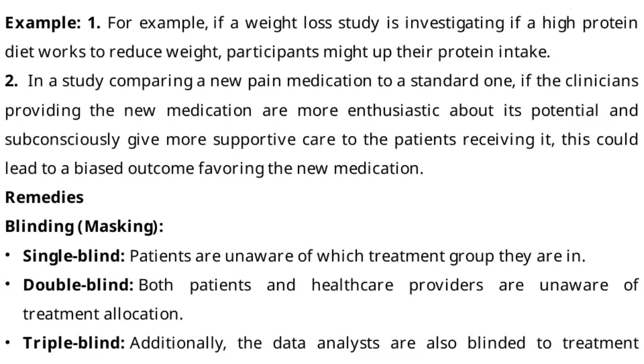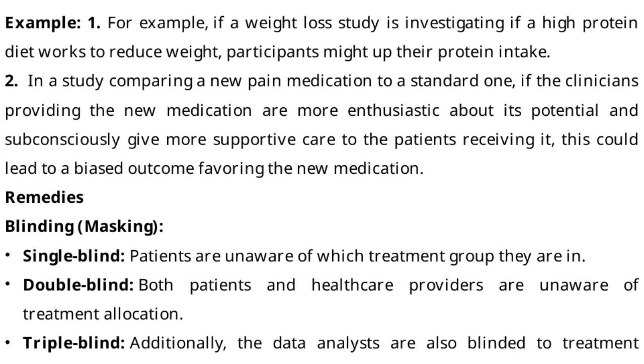Let's look at some examples to understand how bias can creep into studies. For instance, if a weight loss study is testing whether a high-protein diet helps people lose weight, participants might start eating more protein simply because they believe it will work. This change isn't necessarily due to the diet itself, but their expectations can influence the results.